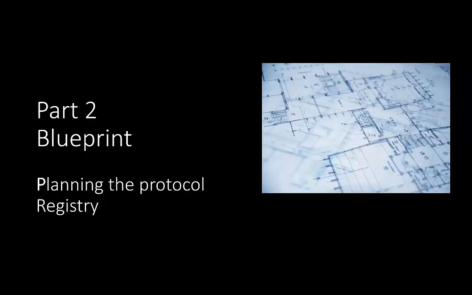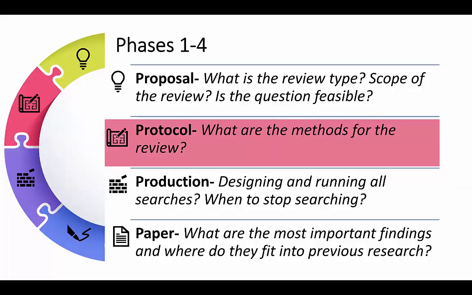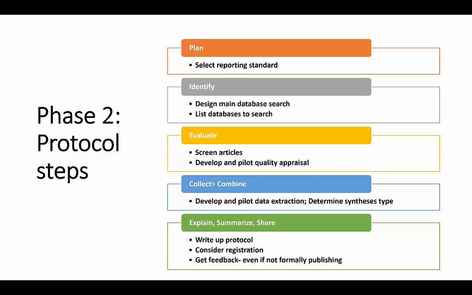So in the next part, this is where you're starting to figure out, okay, what are the methods going to be? We're happy with this question. We think it's going to be feasible. So let's figure out this next part. And so the protocol stage, you're talking about what's our reporting standard? Should we register? Starting to design that first search, thinking about what databases should be searched.